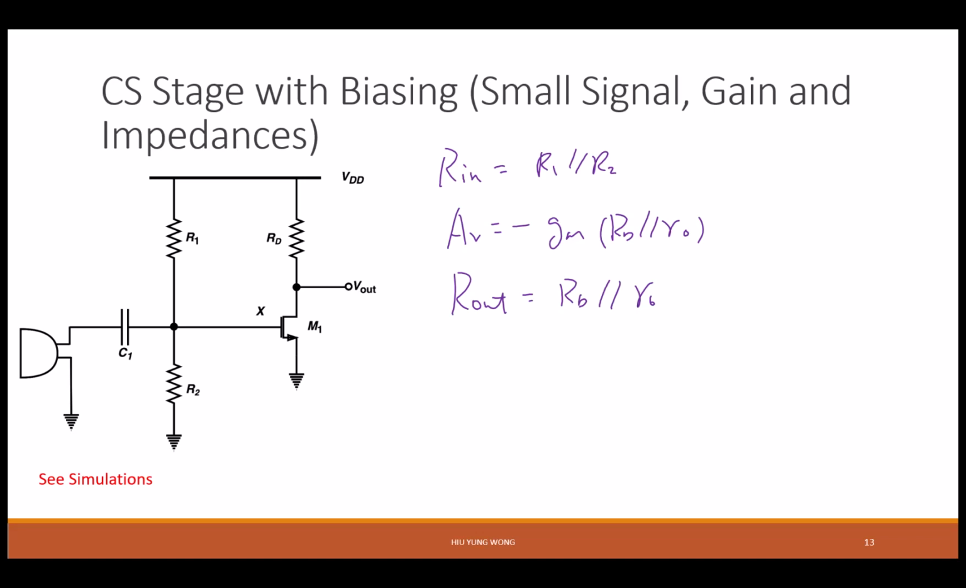So actually, I already solved this in the previous slide, right? Already discussed in the previous slide. Let me just rewrite it. Rin equals R1 parallel R2. And then the gain is negative gm (RD parallel R0). And then the output impedance is just the regular RD parallel R0.